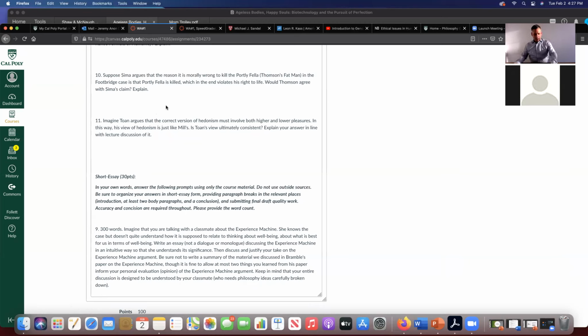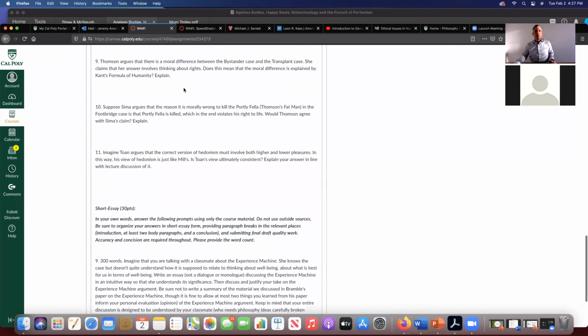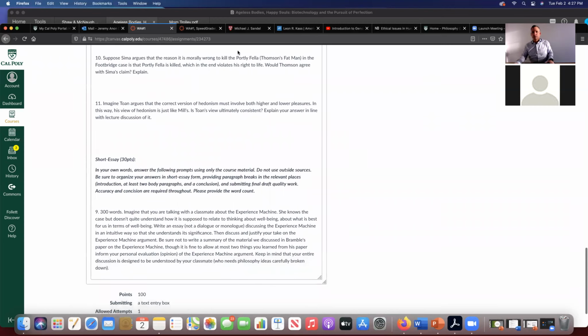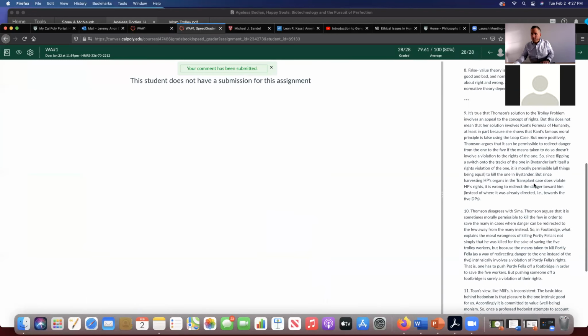And so part of the answer could have been written here, depending on how one answered number 9. So if one focused on Thompson's solution to the trolley problem in 9, then the answer was readily available in 10, with some duplication, but just thinking about the different cases in question. So here we're thinking about the footbridge case, the bystander case, or the transplant case. So what I wrote was something like this.